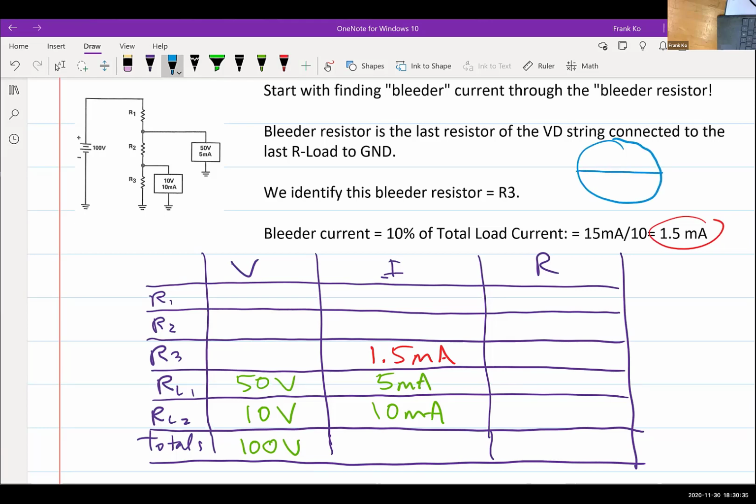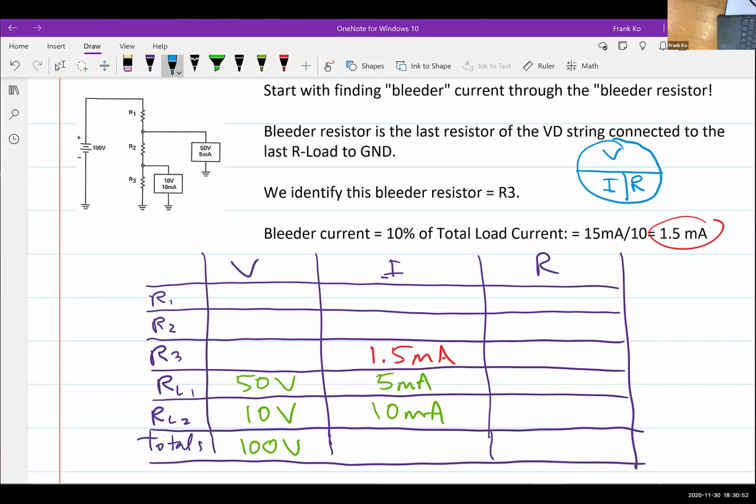So here's your Ohm's law. You have a V, you have an I, and you have an R. In order for us to find the R, we need V over I. So as long as we fill in all of the currents and all of the voltages, we can easily calculate the resistances.